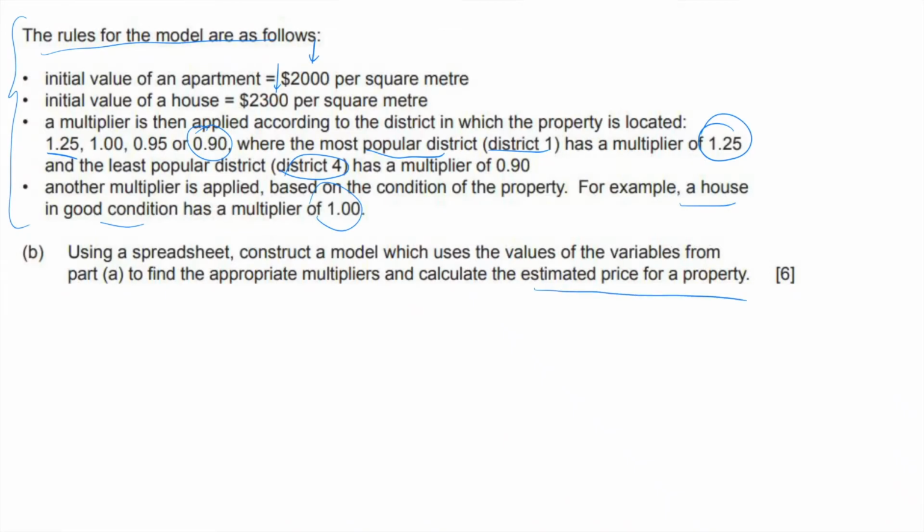That brings us to our second question, or the second part, which is: using a spreadsheet, construct a model which uses the values of the variables from part A to find the appropriate multipliers and calculate the estimated price for a property.